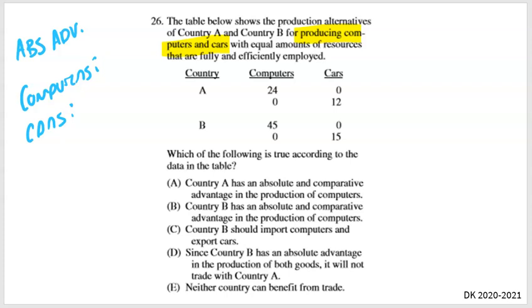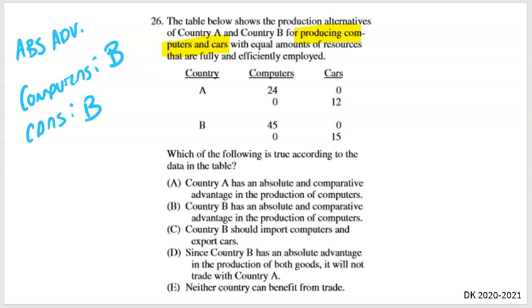Well, here, who has the absolute advantage in computers? Well, country A can only produce 24, country B can produce 45, so country B has the absolute advantage in the production of computers. Country A can only produce 12 cars, while country B can produce 15. So yet again, country B has the absolute advantage in both the production of computers and cars here.